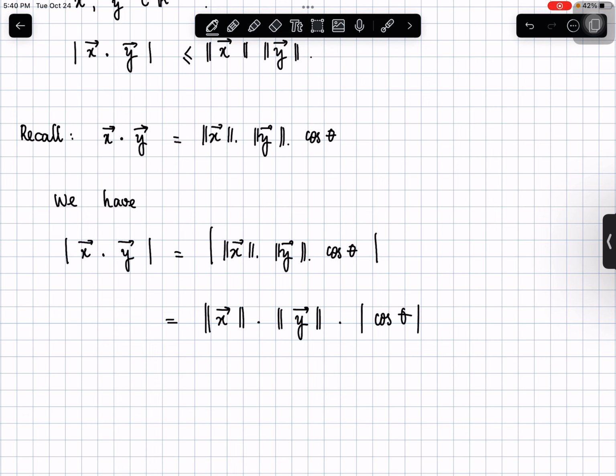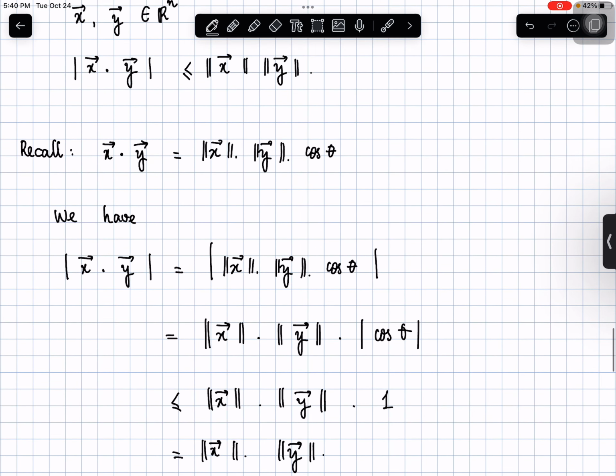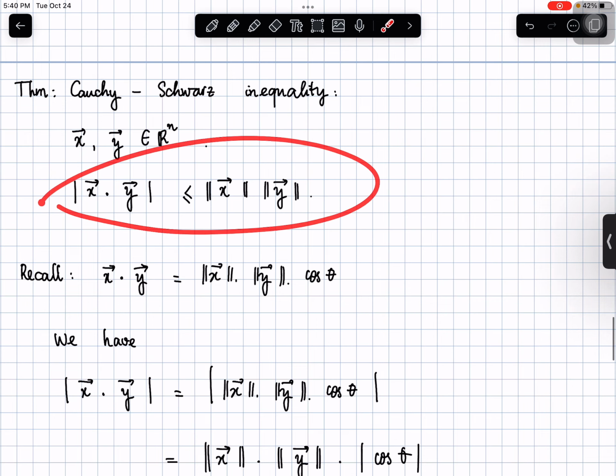Okay, the absolute value of cosine of theta is less than or equal to 1, right? So we get the length of x times the length of y times 1, and therefore this is less than or equal to the length of x times the length of y, which is the Cauchy-Schwarz inequality we needed to prove.